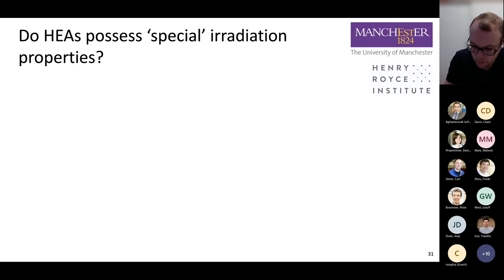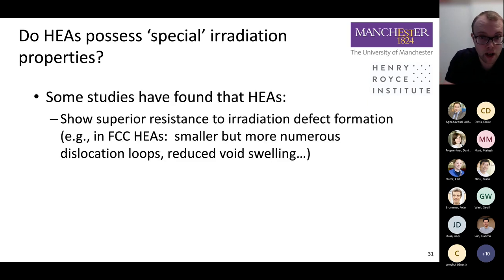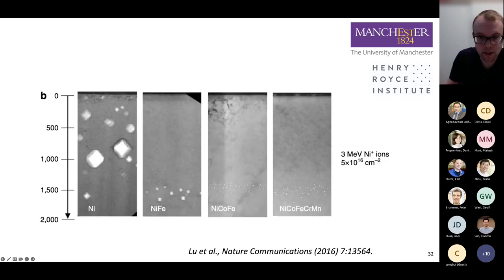So a number of people in the past few years have been asking the question, do high entropy alloys possess special irradiation properties? So do they possess properties that are more special than other conventional alloys? And there are some studies that have found that high entropy alloys show superior resistance to irradiation defect formation. So for instance, in face-centered cubic high entropy alloys, they form smaller, more numerous dislocation loops or reduced void swelling. And here's an example of that here.